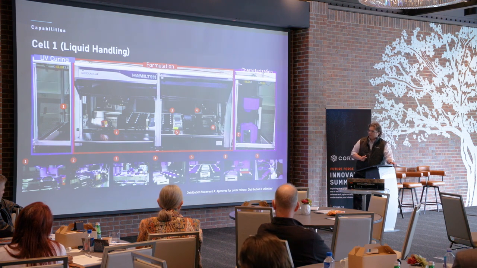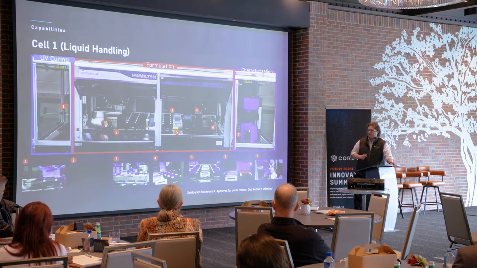Below, we can see various actions that the system can actually do. So we have internal robotic arms for moving samples and substrates around.